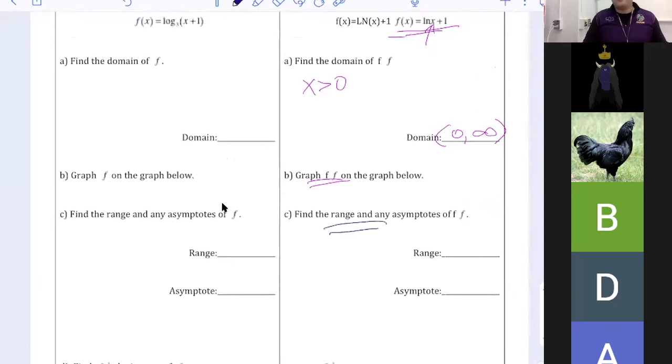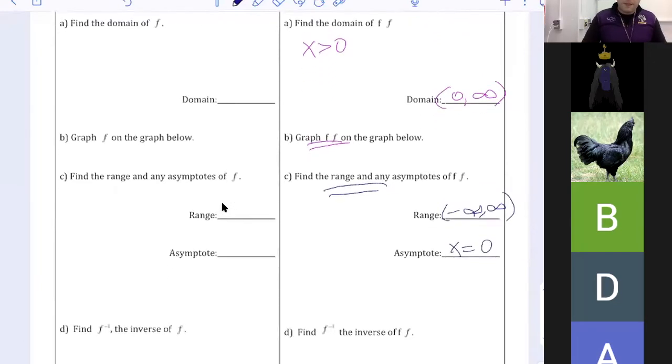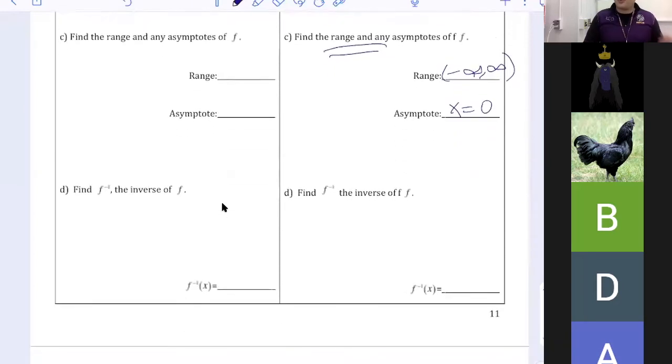Find the range. I know now the range is always going to be all real numbers, and the asymptote, unless there's a shift left or right, is going to be x equals 0. But now here's the question that students struggle with from previous years. How do I find the inverse? Well, this is what you just took a test on. So who could tell me, either in the chat or shout it out, how do you find the inverse of a function? If I already have it as y equals the natural log of x plus 1, how do I find the inverse of this function?